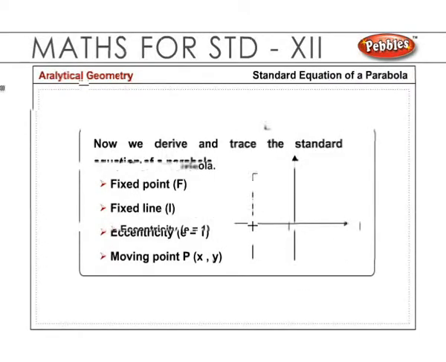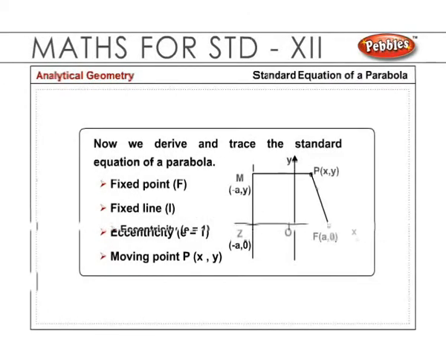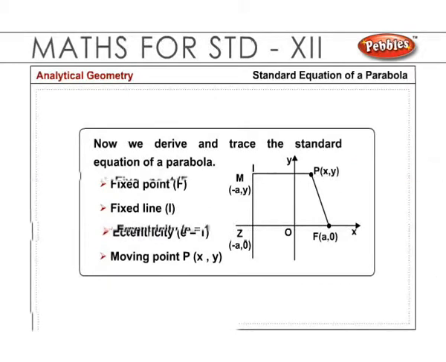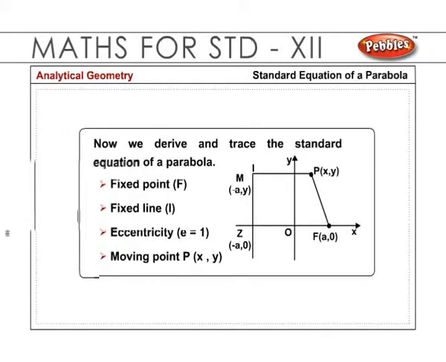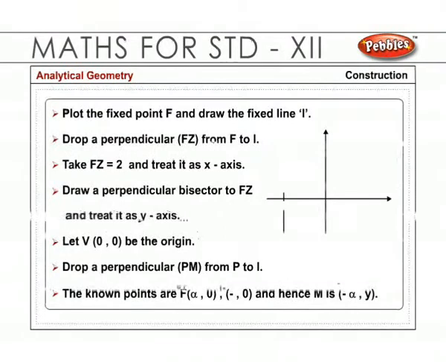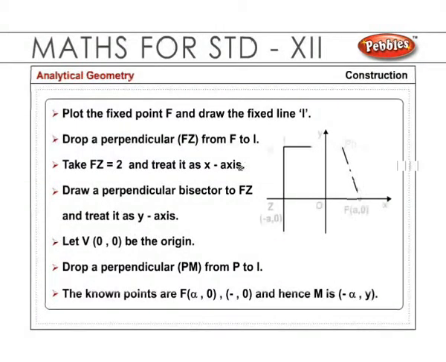Standard equation of a parabola. Now, let us derive and trace the standard equation of a parabola. Given a fixed point F, fixed line L, eccentricity e is equal to 1, moving point P of x, y. Steps to derive the standard equation of the parabola are shown on the screen.